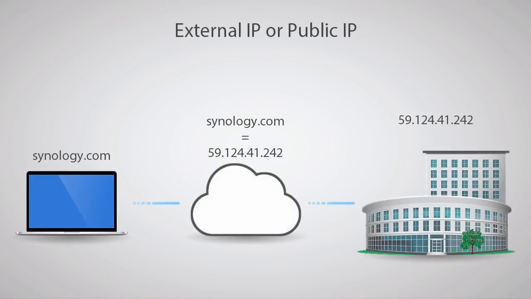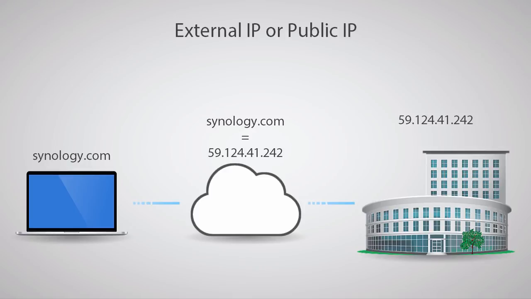Our first term is external IP or public IP. This is an address provided by your Internet service provider that can be reached by any Internet-connected device. Typically, only one public IP is provided to each customer, and this IP may change periodically.